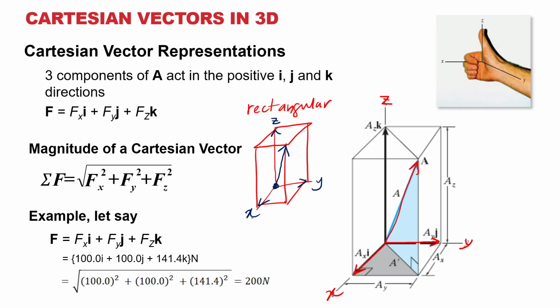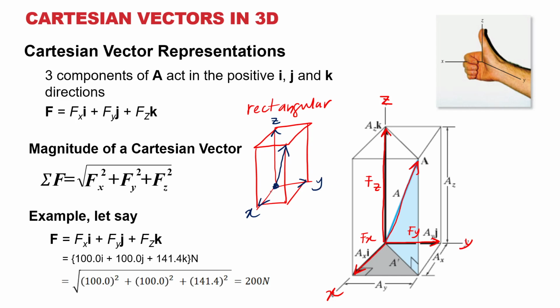So this length is actually Fx. This length on the y-axis is actually Fy. And finally, this whole long length is actually Fz. So that's how you define it.